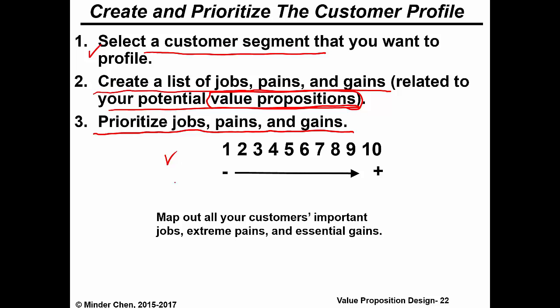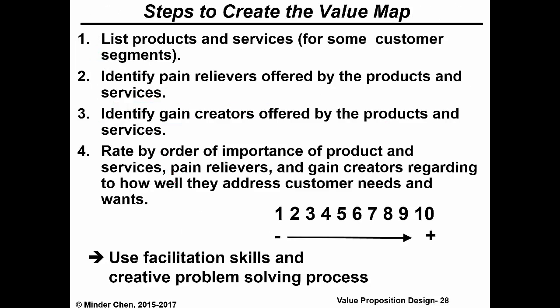And once that has been done, you can come to this process and take the steps recommended here in terms of creating the value map. The first step is to list products and services for a certain customer segment. Just like when you create the customer profile, you have the value proposition in mind. When you create the value map, you have some customer segment in mind.